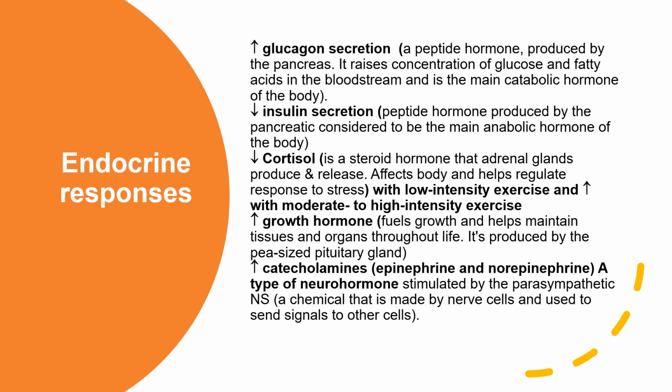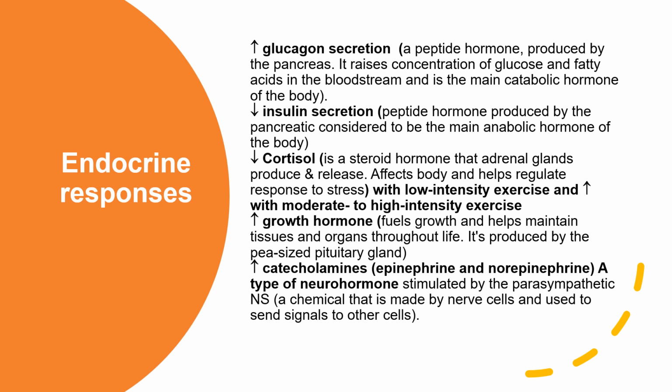Exercise stimulates the release of endorphins, which are endogenous opioids that act as painkillers and mood enhancers. Endorphins contribute to the feeling of euphoria and reduced perception of pain during and after exercise. Acute exercise can also lead to an increased secretion of thyroid hormones, including thyroxine, T4, and triiodothyronine, or T3. These hormones regulate metabolism by increasing oxygen consumption and energy expenditure, as well as heat production.